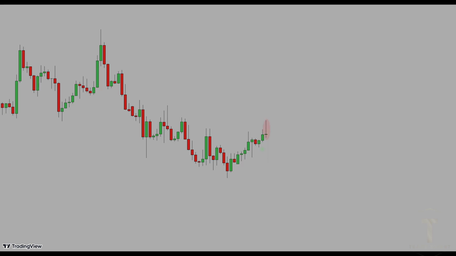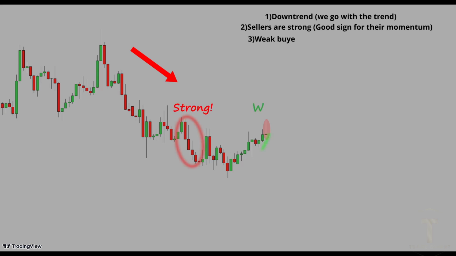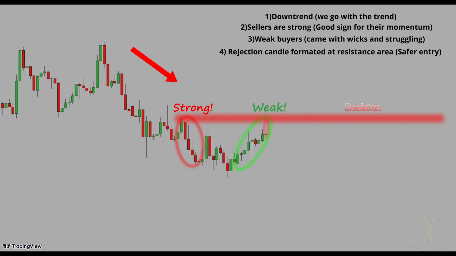Can we trust this candle and consider selling? Yes, we can trust it. We're in a downtrend. Sellers came strong and buyers showed weakness. Moreover, this rejection candlestick was formed also at a resistance area. All these factors make this trade a good opportunity to short. Now, let's see how the chart unfolds.